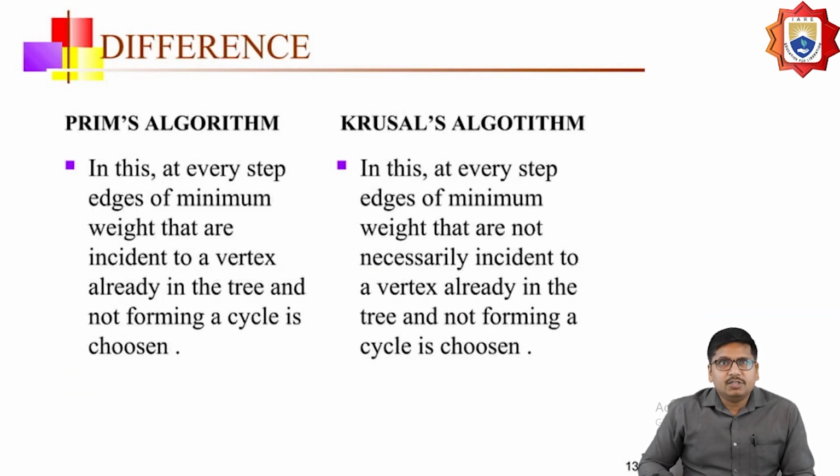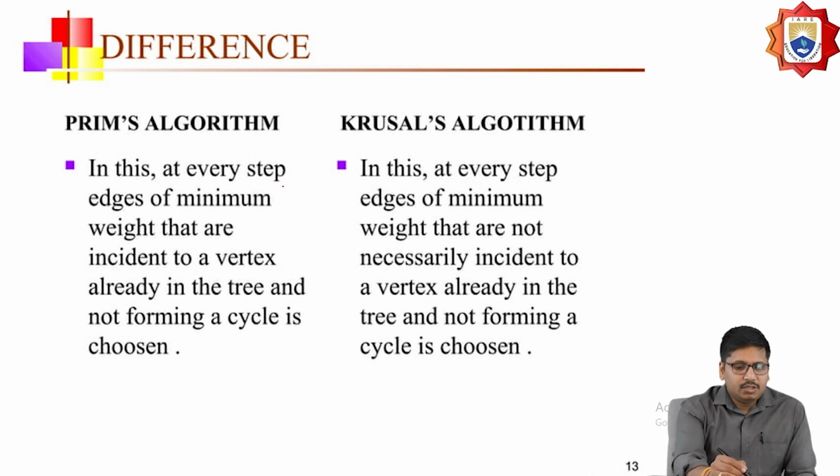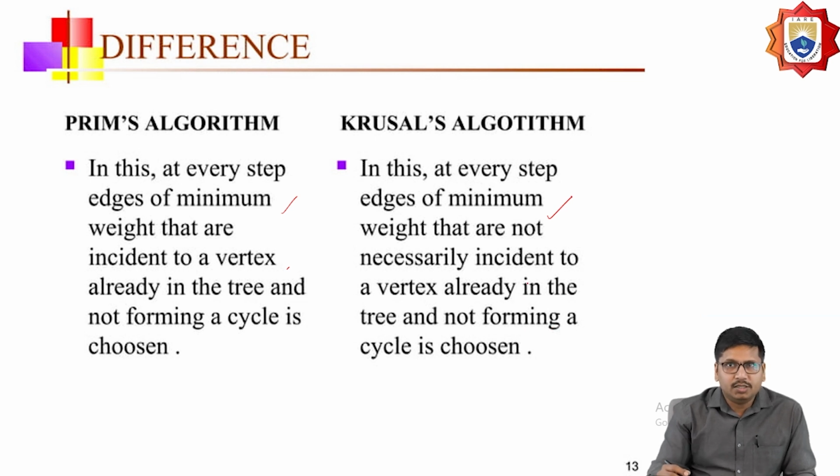So the main difference between Prim's and Kruskal's algorithm is that in every step in Prim's we are going to find the minimum weight edge that is incident to a vertex already in the tree, without forming a cycle. But in Kruskal's, the minimum weight edge is not necessarily incident to a vertex already in the tree, as long as it does not form a cycle.